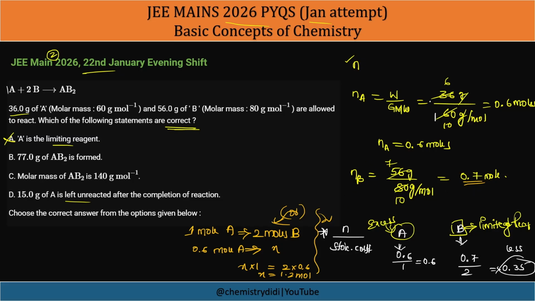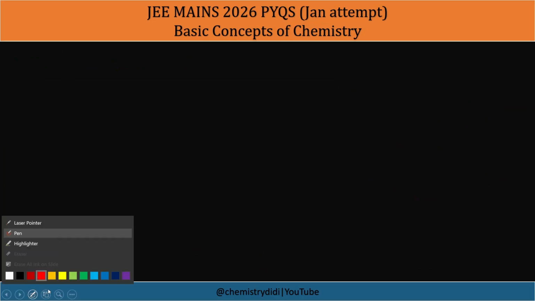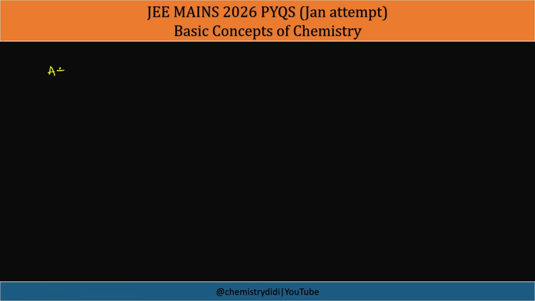And here they were asking, so let me add one more slide over here. Now let's try to find the grams of AB2. Let me write the equation over here, whatever they have given: A plus 2B gives AB2, right? As we know that B is the limiting reagent, we will write according to B only. What does that mean? From this equation we can say 2 moles of B produces 1 mole of AB2.